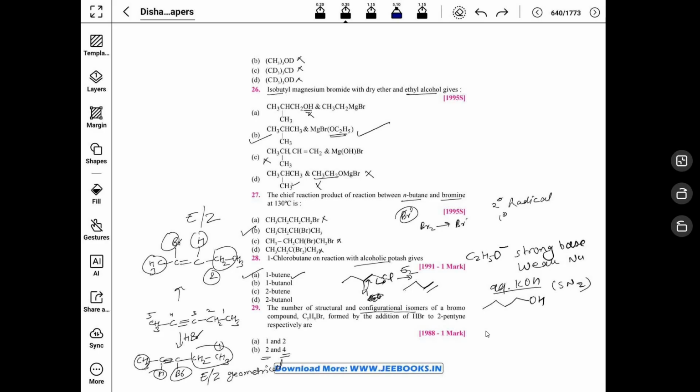Configurational isomers, we should know, fall into 2 categories. One is geometrical, another is optical. There is no chiral center, so therefore optical isomerism is not possible. Only geometrical isomerism is possible, because the double bond carbons have different substituents. So the correct answer is B.